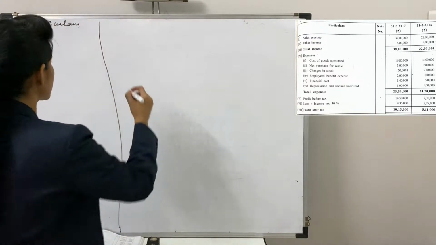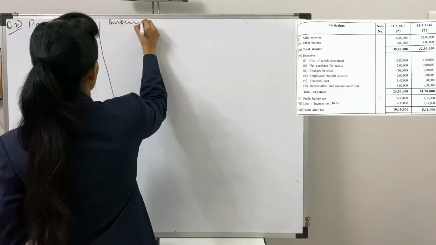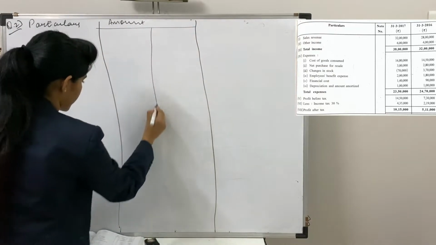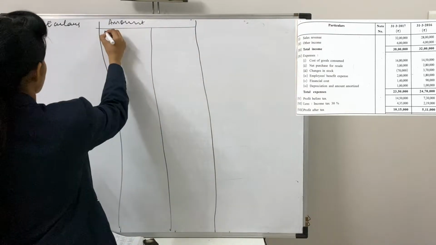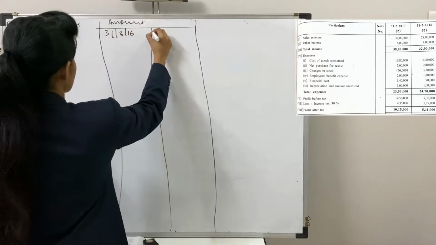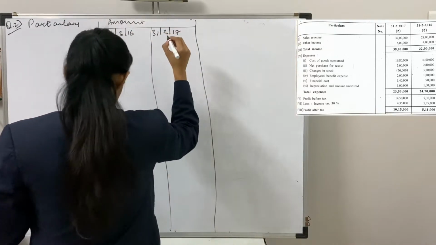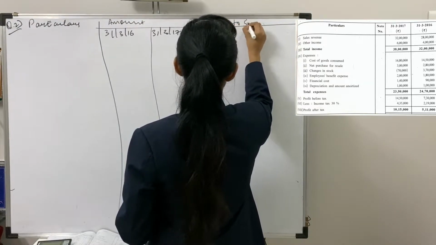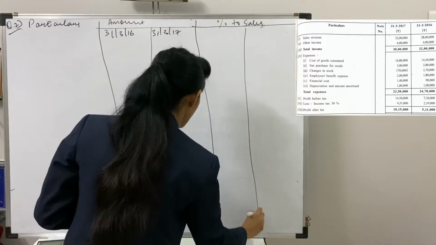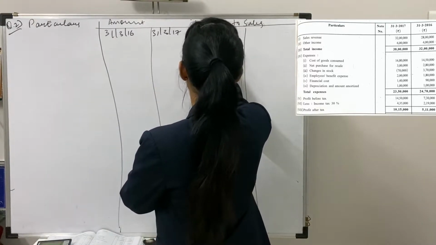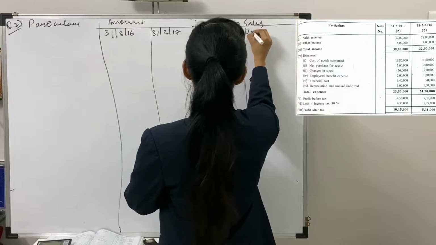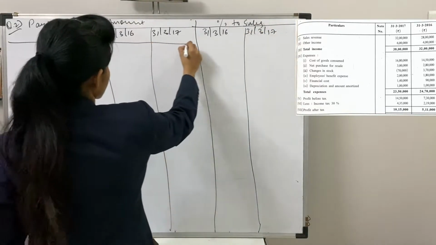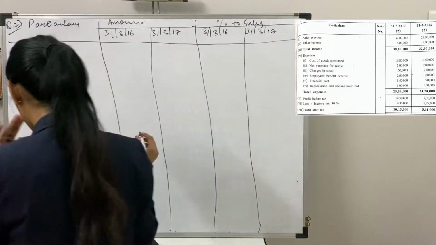Next is your amount, which is further divided into two columns, 31st March 2016 and 31st March 2017. Next is your percentage to sales. Again both the years, 31st March 2016 and 31st March 2017. Now we'll put all the things in particulars first.